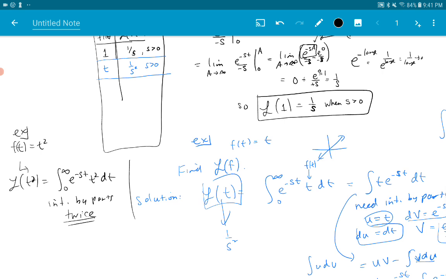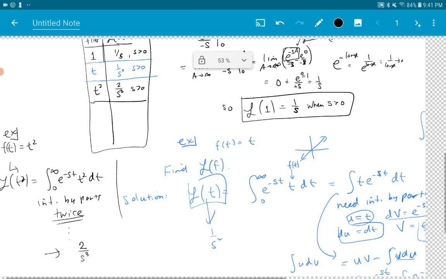If you did take the time to watch me do it, or if you want to try it on your own, it would converge to 2 over s to the third. So in other words, the Laplace transform of the function t squared is 2 over s to the third. Again, when s is greater than 0.